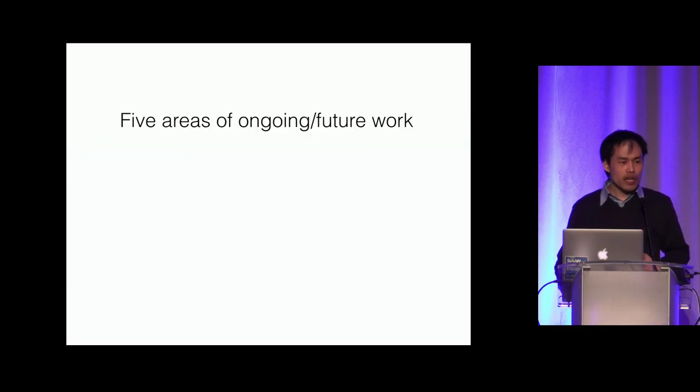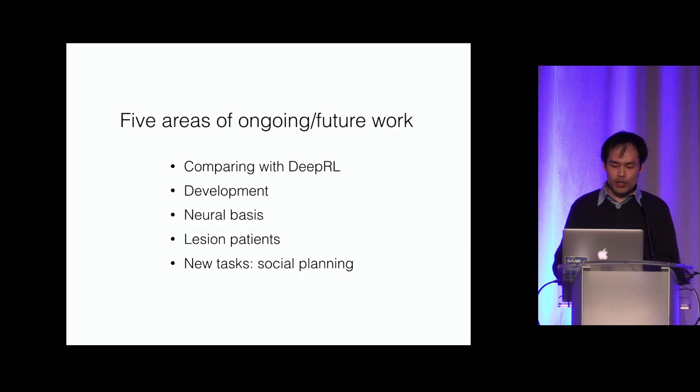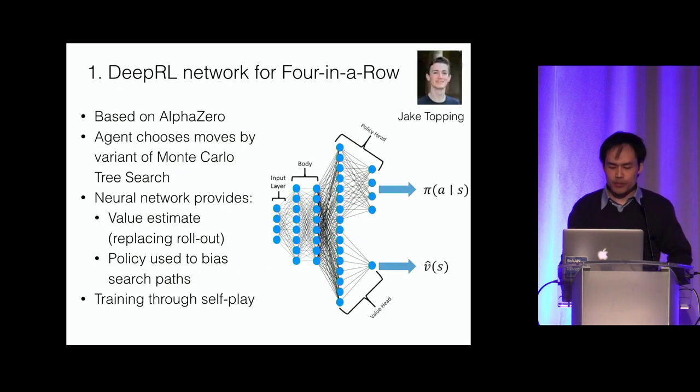Okay, so I want to outline a few areas of future work and ongoing work. I started out talking about AI, and we do want to compare to deep RL networks, development, neural basis, lesion patients, and some new tasks. We are training a deep RL network for 4 in a row. I have not changed my opinion since the beginning of the talk: I don't think this is a good model for human behavior.